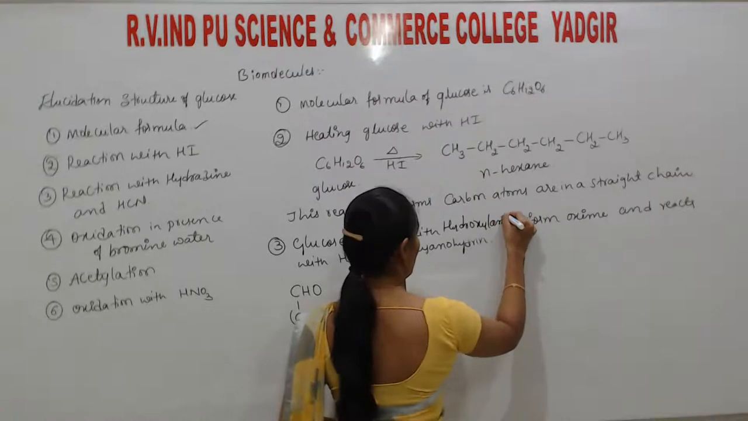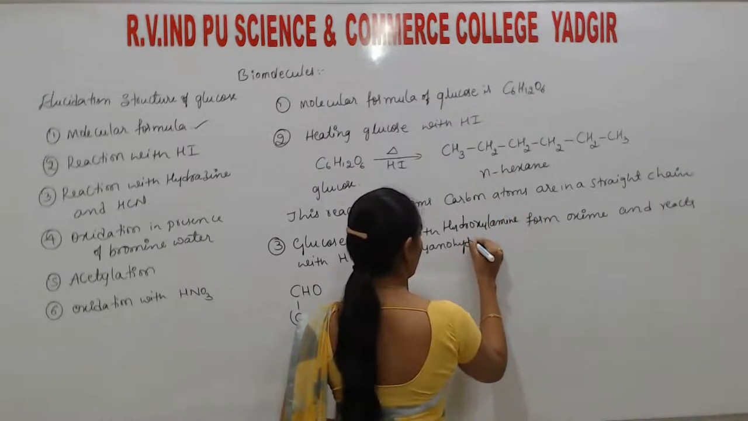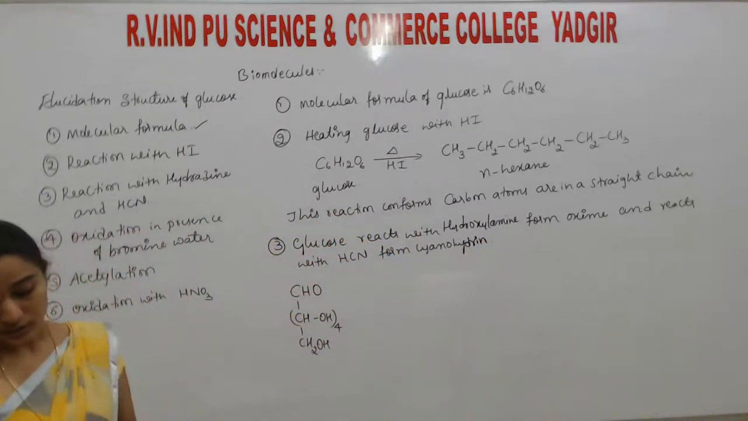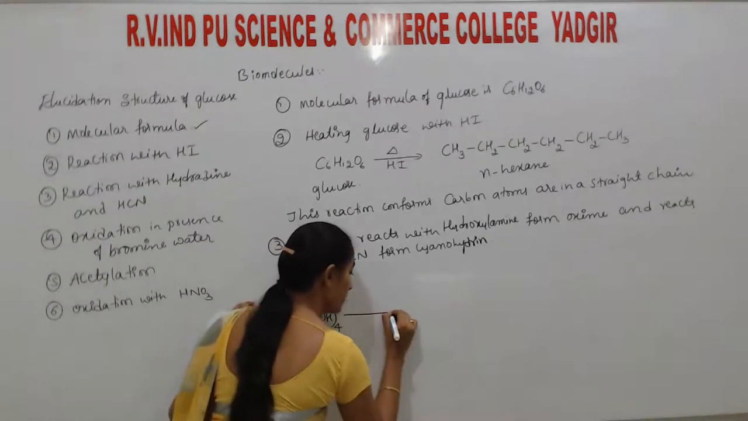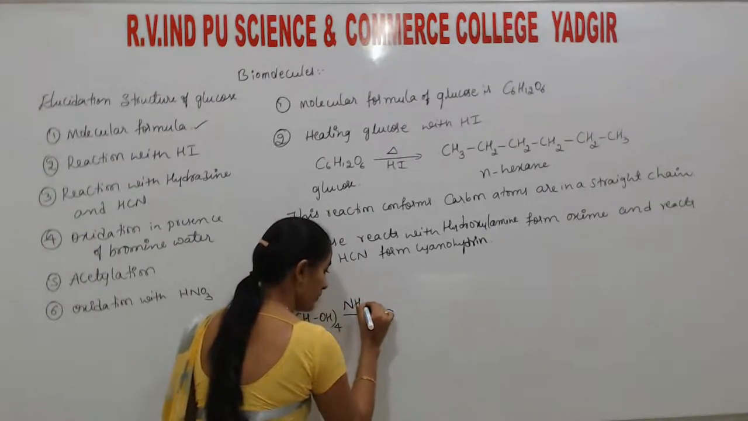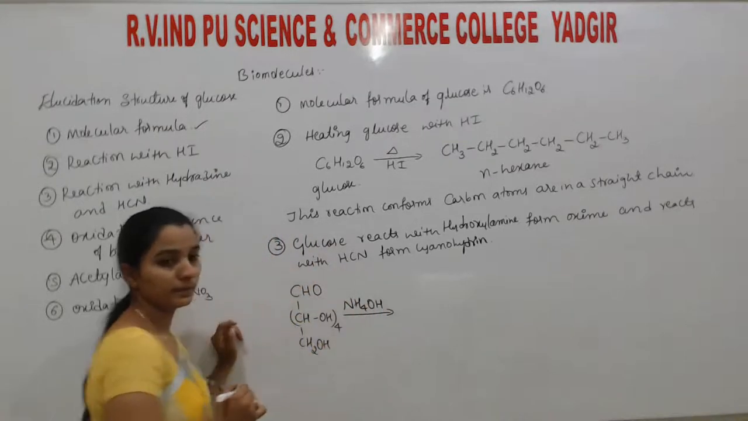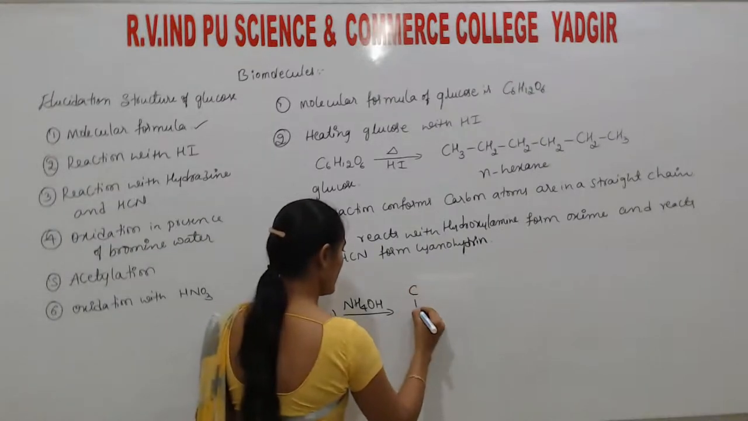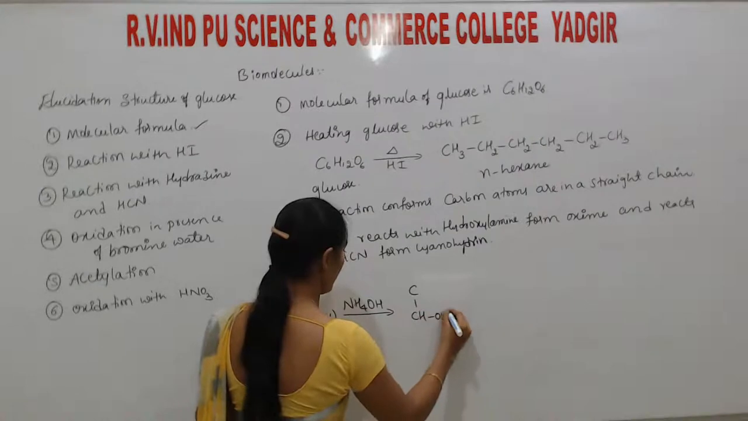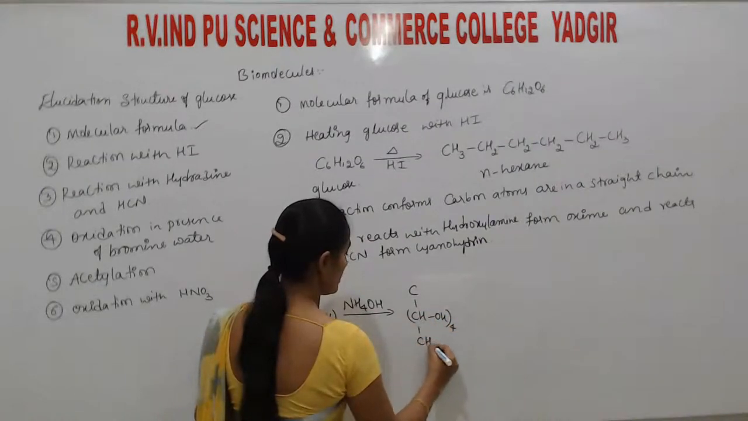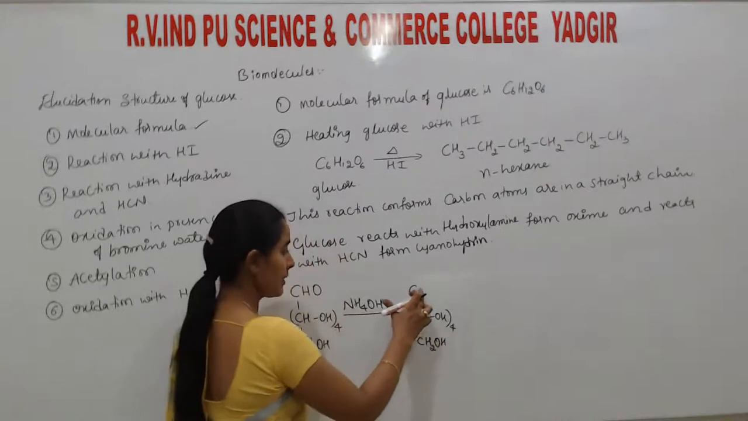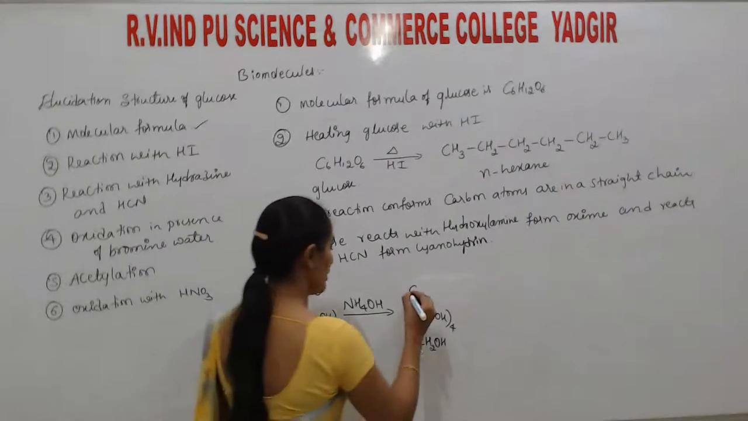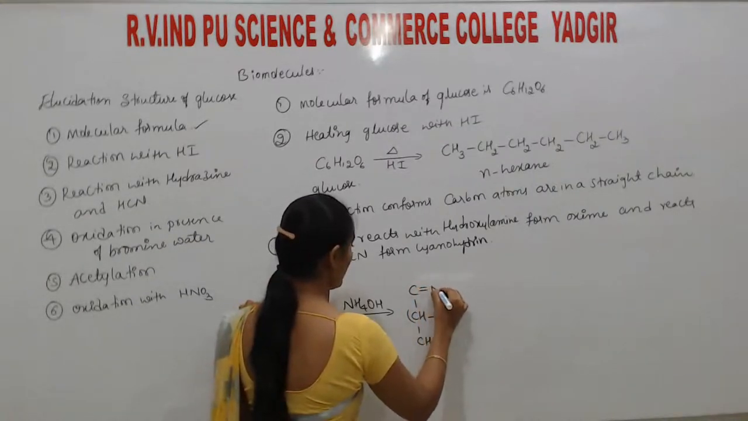Hydroxylamine. Okay, not hydrazine, that is hydroxylamine. So this is NH2OH. When it is treated with hydroxylamine, it forms, listen, CHOH four times and CH2OH. So the reaction takes place here, means at CHO. Here a water molecule is removed from this, they form a C double bond.